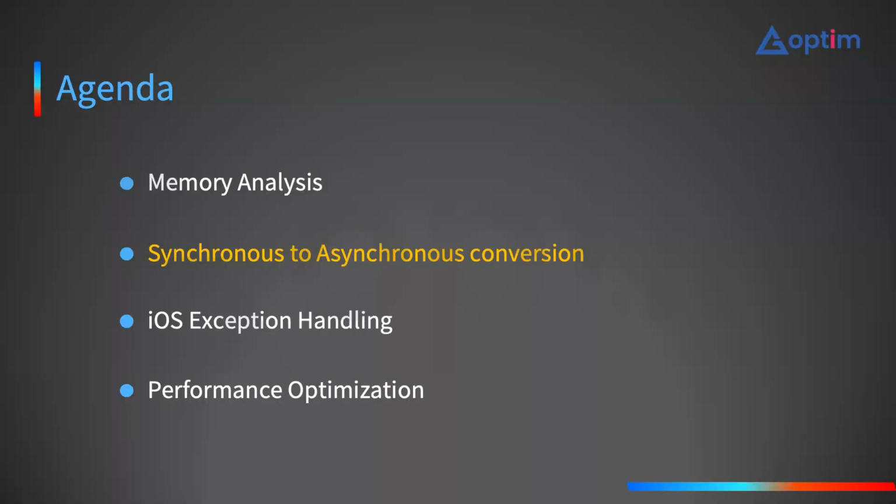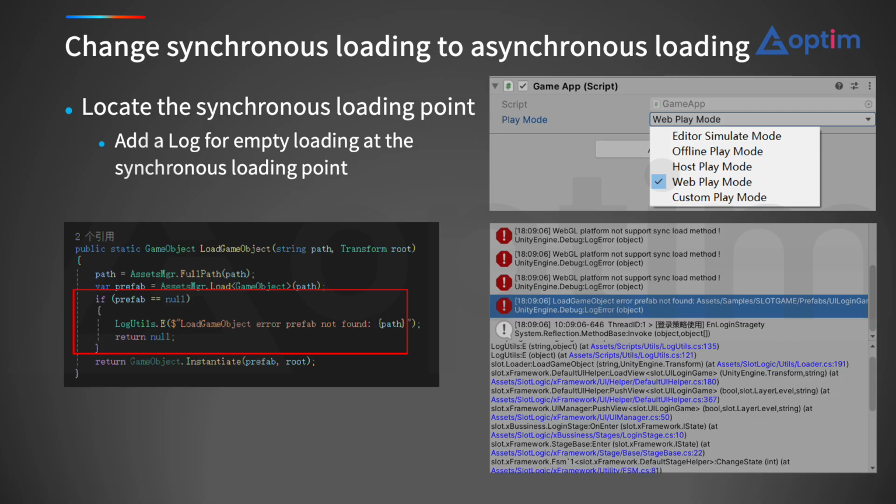Now let's move on to something much more practical: how we handled the sync to async conversion during the migration process. At the beginning, before we had a solid approach, this part was extremely painful. Every place in the codebase that used a synchronous loading API had to be modified. Every call site, every wrapper. It was time consuming, risky, and honestly not scalable. Eventually, we found a much cleaner solution.